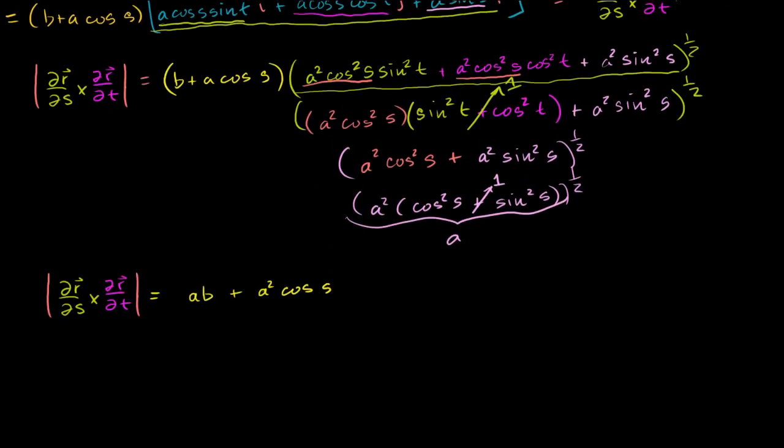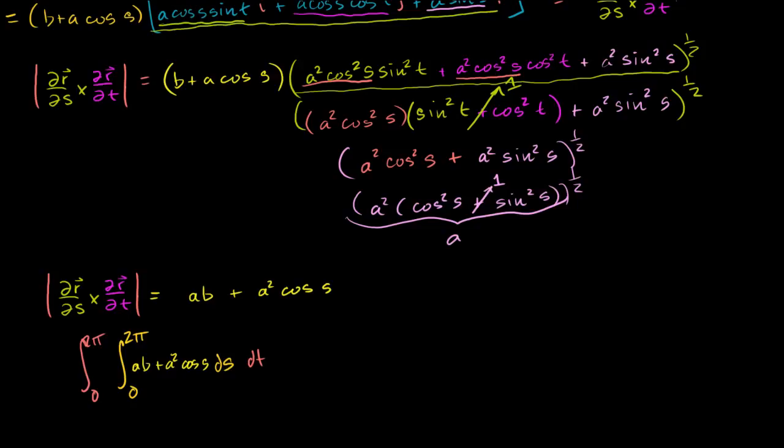So over that region, we're going to vary s from 0 to 2 pi, ds, and then we're going to vary t from 0 to 2 pi, dt. And this is what we're evaluating: the magnitude of the cross product of these two partial derivatives of our original parameterization. So this is what we can put in there. Things are getting simple all of a sudden, or simpler: ab plus a squared cosine of s.